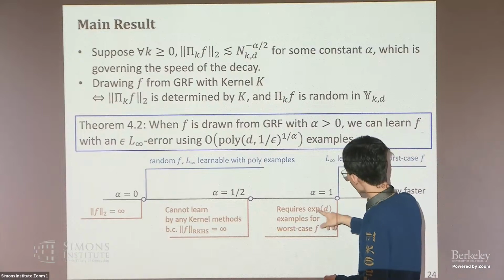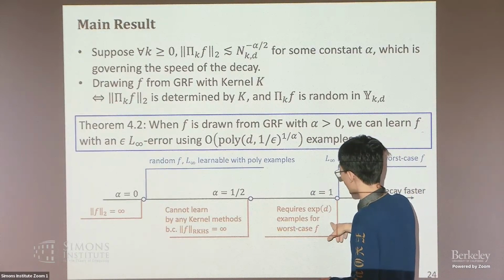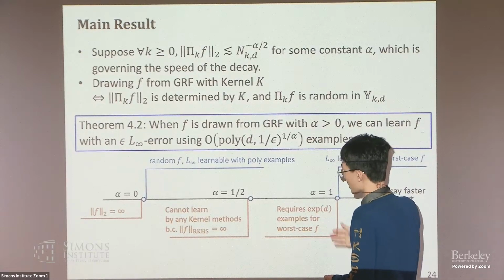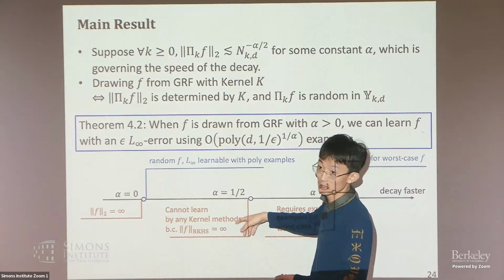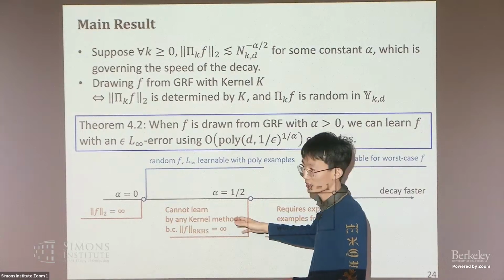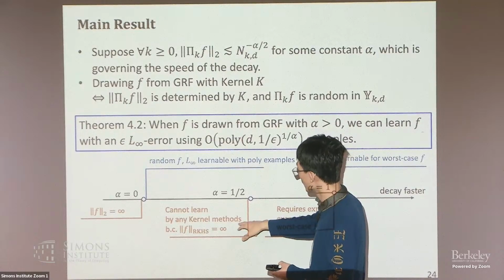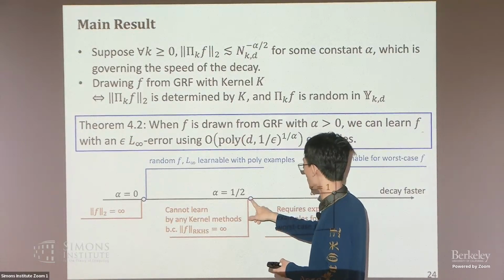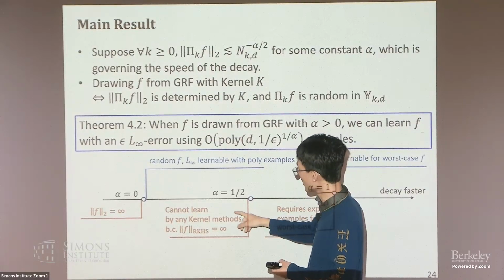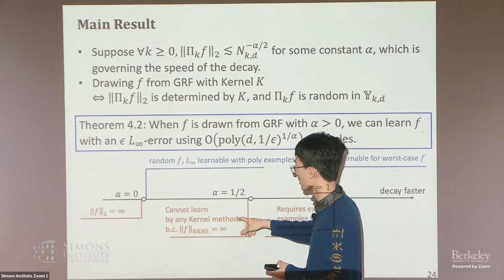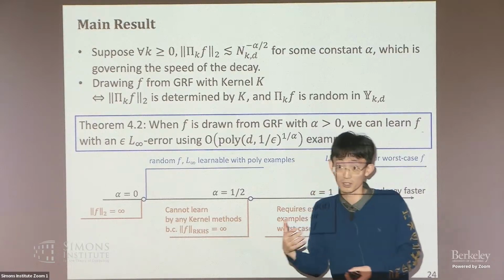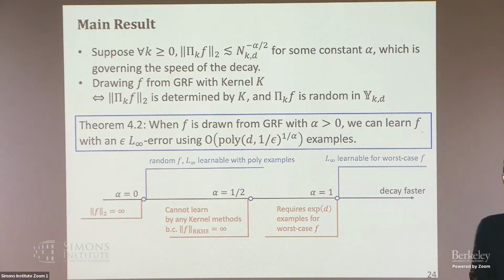And when alpha is less than 1, you can prove that this requires exponentially many samples in d for worst-case f. Even if you assume some bounds on the RKHS norm, which is a different type of assumption, you can only deal with alpha bigger than half. When alpha is less than half, you cannot learn by any kernel method because the RKHS norm is infinite. Does it make sense?